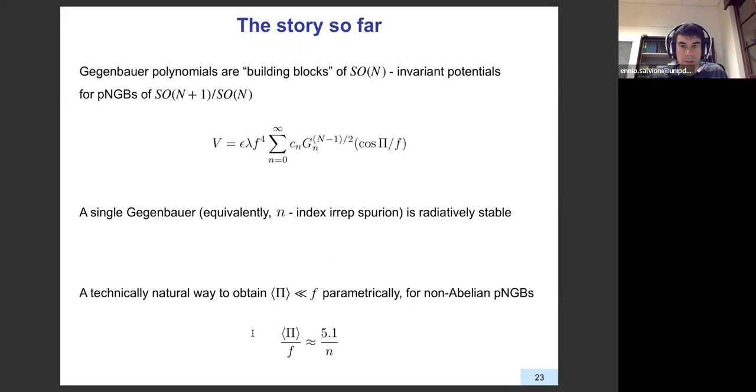Now let me stop again. If there are comments, then the next step will be to apply this to the Higgs story. That's what I want to do in the second part.